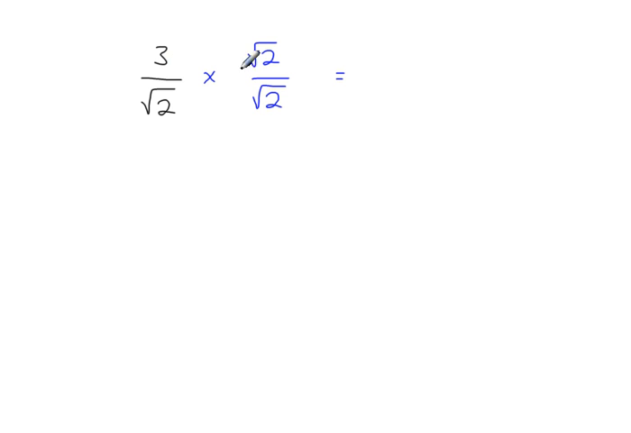So if you multiply two fractions together, you multiply the numerators together. So 3 times root 2 gives 3 root 2. And you multiply the denominators together. Root 2 times root 2, which is the same as root 2 squared, will just give 2. And as you can see, there's no surd in the denominator here. We have rationalized the denominator. The numerator has a surd, it's irrational. The denominator is rational. So we have rationalized the denominator.